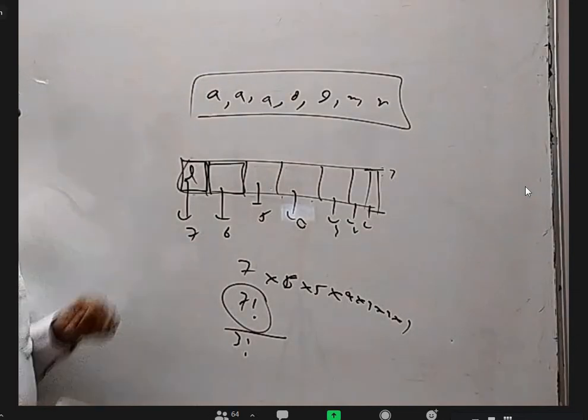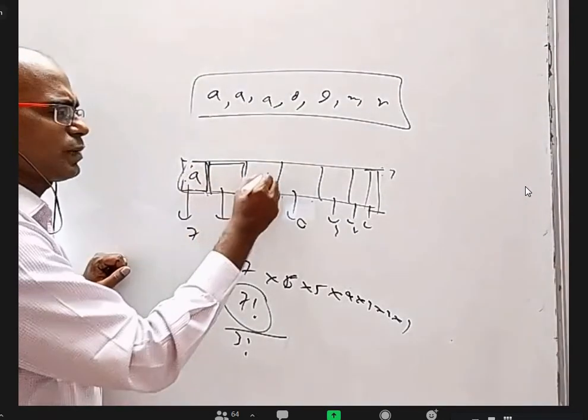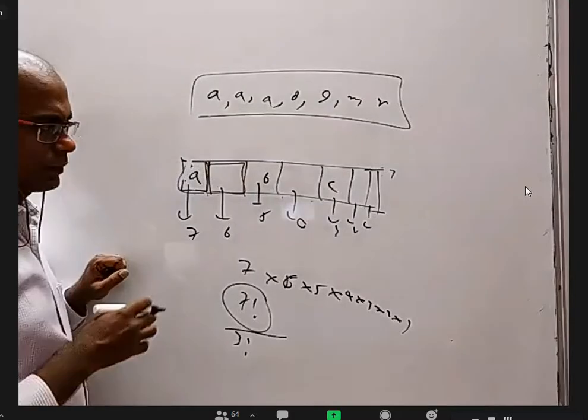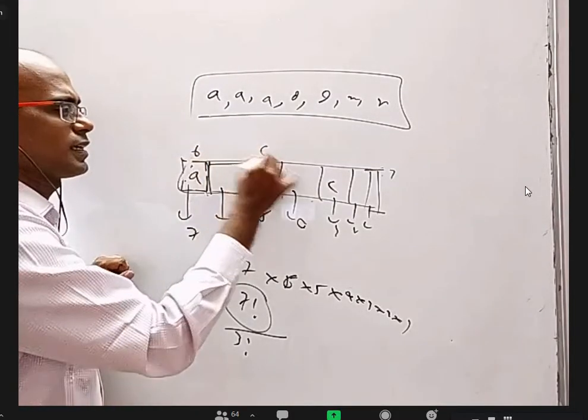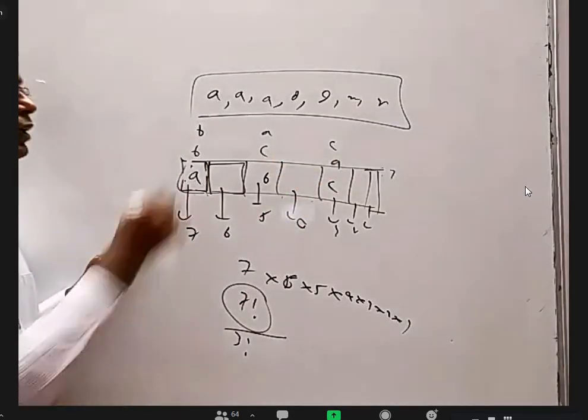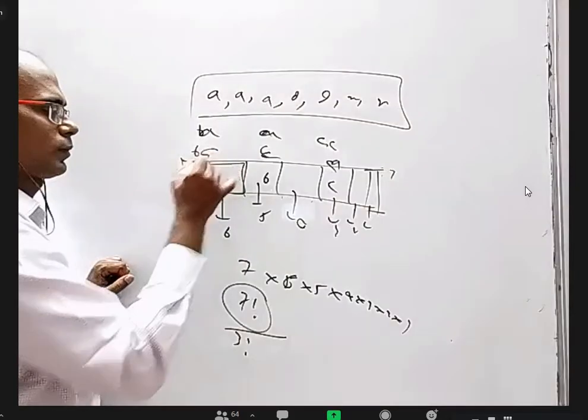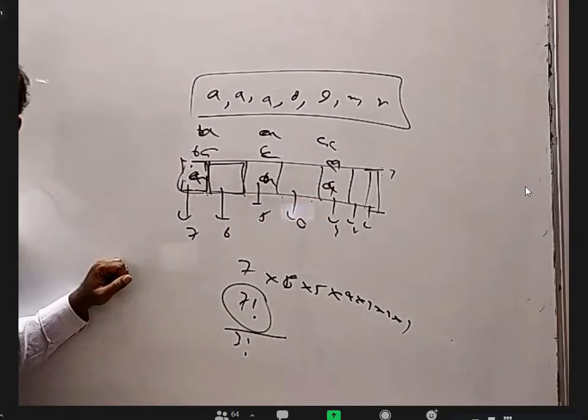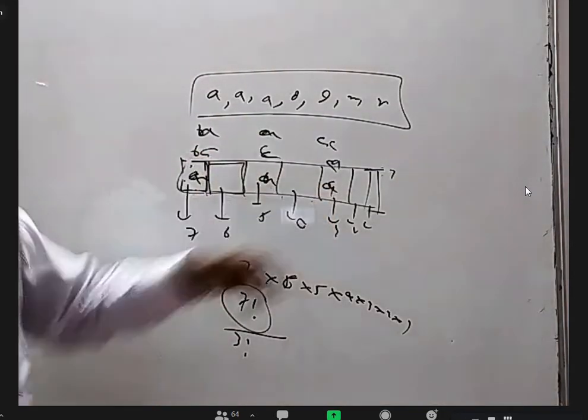You know why? Earlier when A was here, B was here, C was here, others are fixed. Or one time B is here, C is here, A is here. Or another time B here, A here, C here. Now they are all A only. So all are the same, right? Okay. How many of them became the same?